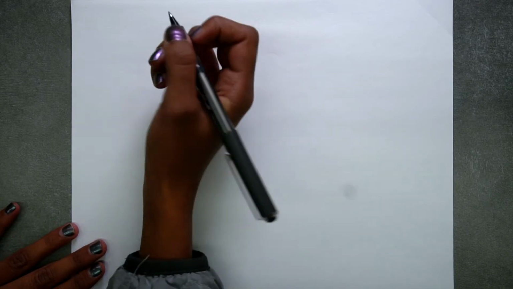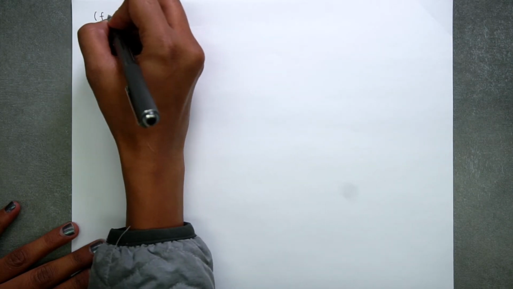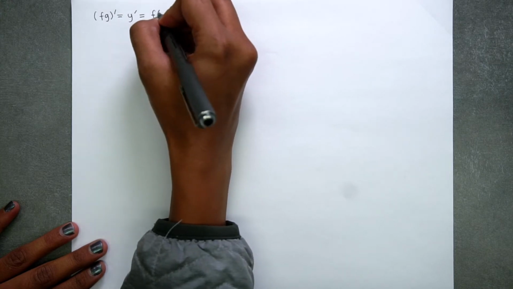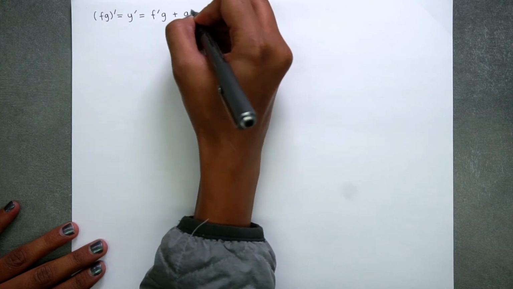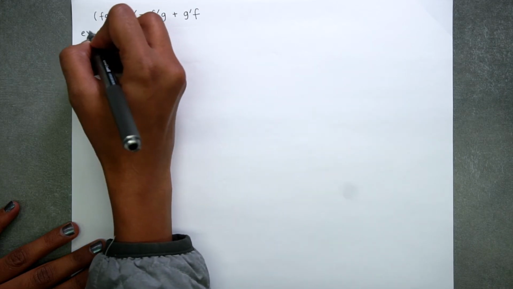So we use the product rule when we are trying to differentiate a product of two functions f and g. So written down, it looks like f g prime, so we have f prime g plus g prime f. So let's look at an example.